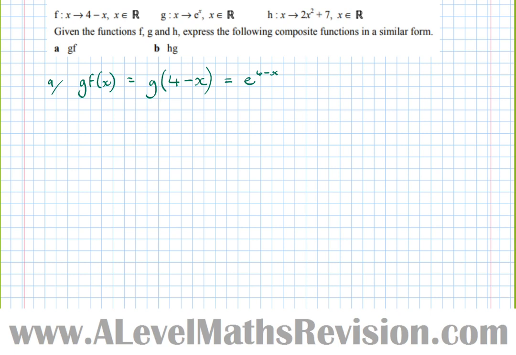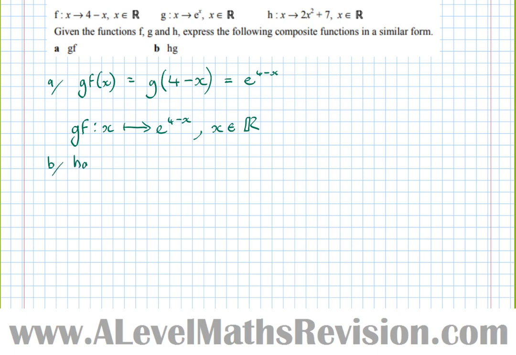And it's said in a similar form, so we should really give back the notation that they use. So in a similar form, gf maps x to e to the 4 minus x, where x can take any real value. And that's the similar form that the question asked for. You'd probably get the marks if you did it in function notation rather than mapping notation, but because it said similar form, we're going to try and give them exactly what they want.